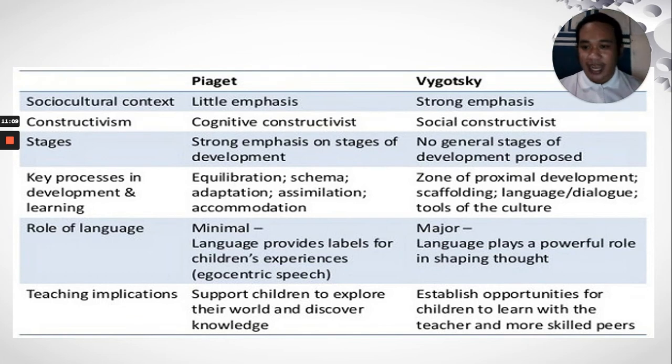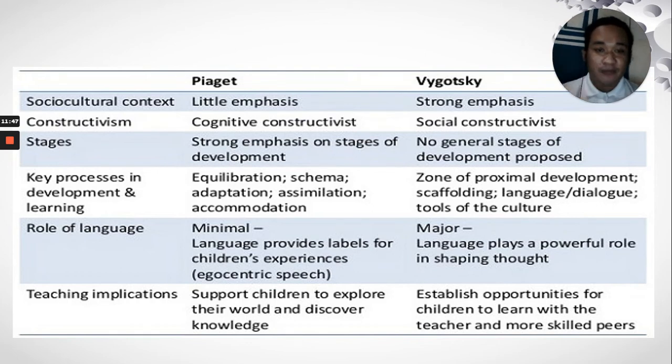Now, the implications of Piaget's theory support children to explore their world and discover knowledge. So it means that Piaget implies that the role of society in the development of a child is to serve as a support to the children, but you have to let them discover things. You have to let them explore and experience things on their own for learning to become more real and more plausible for them.